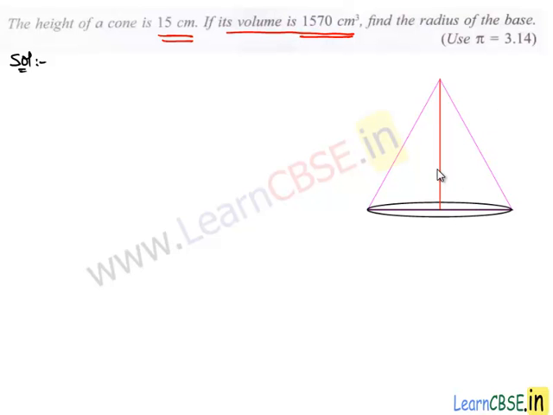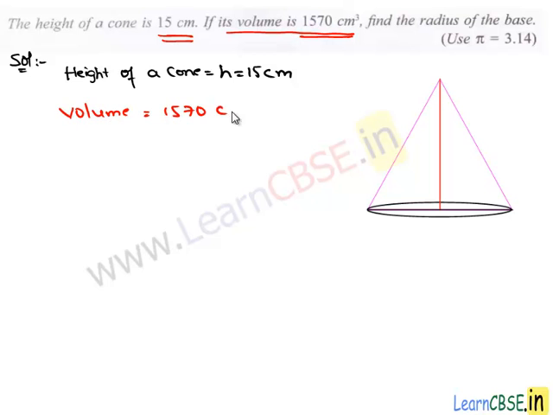Here we have a cone and we can find its base radius. In this question, we are given the height of the cone. Let it be small h and it is equal to 15 centimeters. And we are also given the volume, which is equal to 1570 centimeter cube. Since we don't know the base radius, we assume it to be r centimeters, and we have height, which is h.